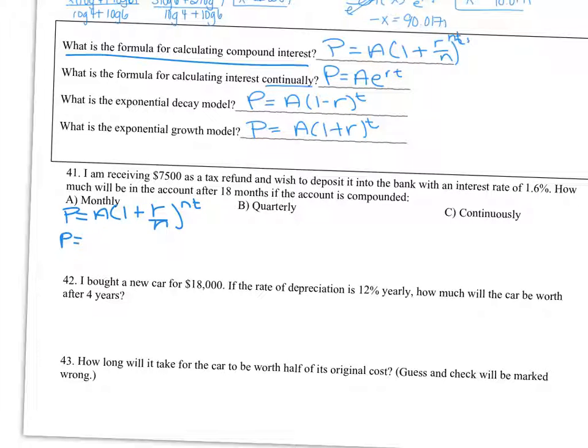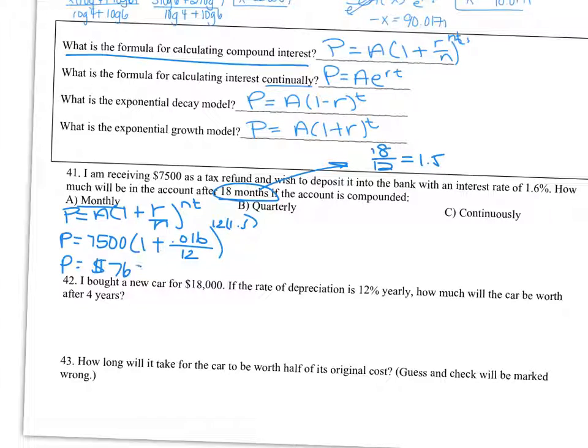So A is 7,500, 1 plus my interest rate is 0.016, divided by n. How many times? Monthly is 12 times, so n is 12. t is time in years. Notice it says 18 months. To figure out time in years, I have to do 18 divided by 12, and that's 1.5 years. So now I type all that into my calculator, and I get $7,682.05.